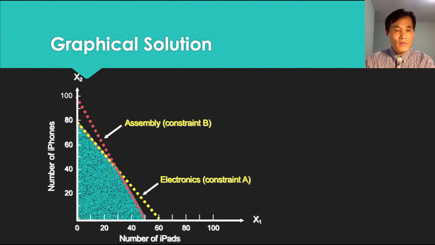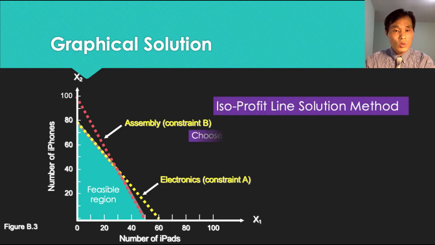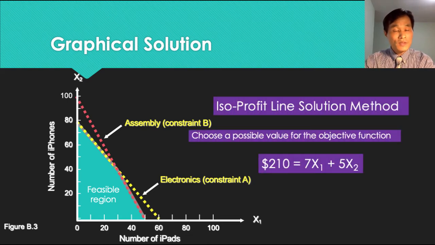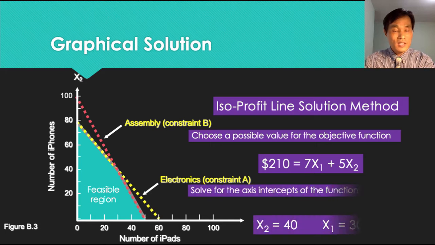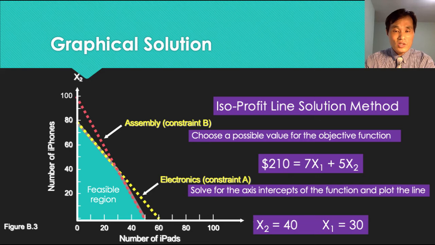So we have found this feasible region here, and we want to employ the isoprofit method to find the best solution. To do so, you can use the objective function here. So you put the objective function and just forget about this 210. That's just an arbitrary number. And 7x1 plus 5x2 is the objective function.